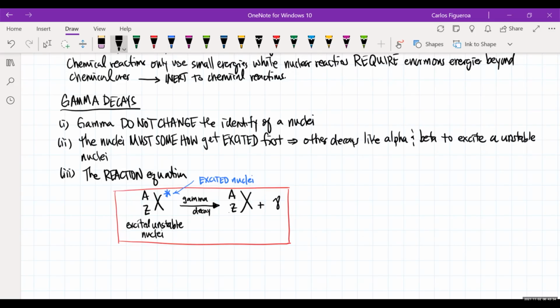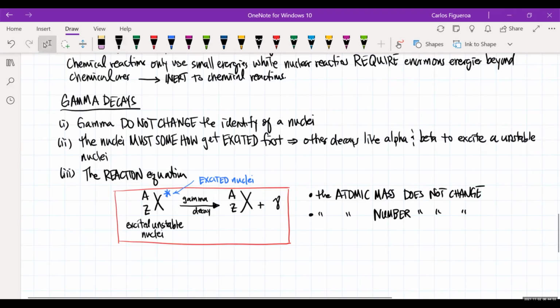So what you're seeing here is that the atomic mass does not change, and the atomic number does not change either. And so when we look at this, what we really need is some type of reaction that's going to make it unstable.